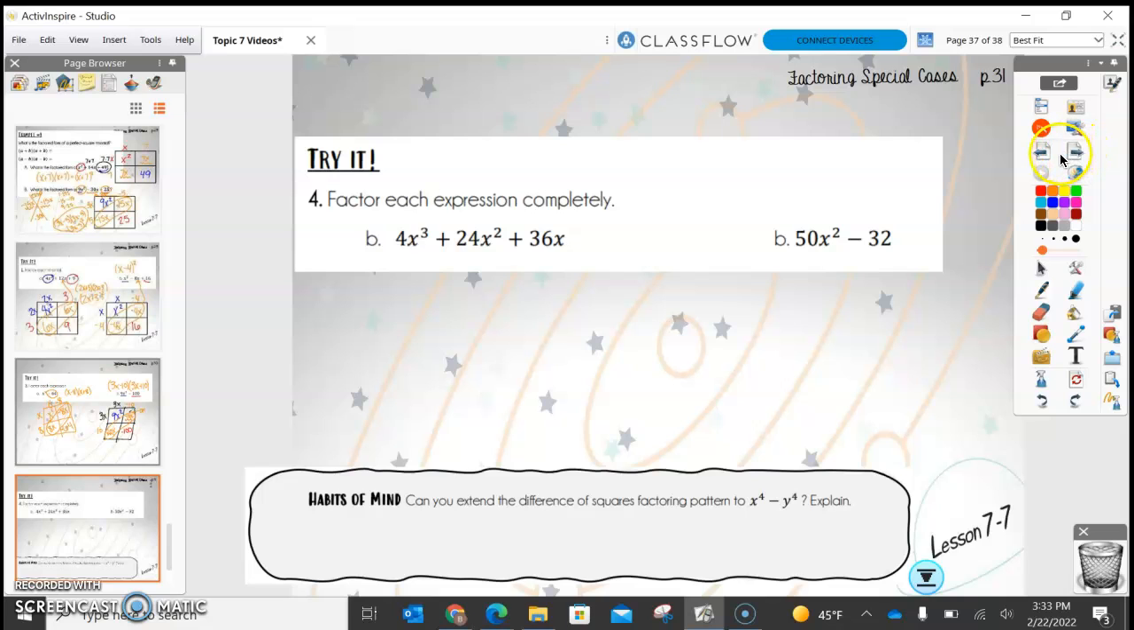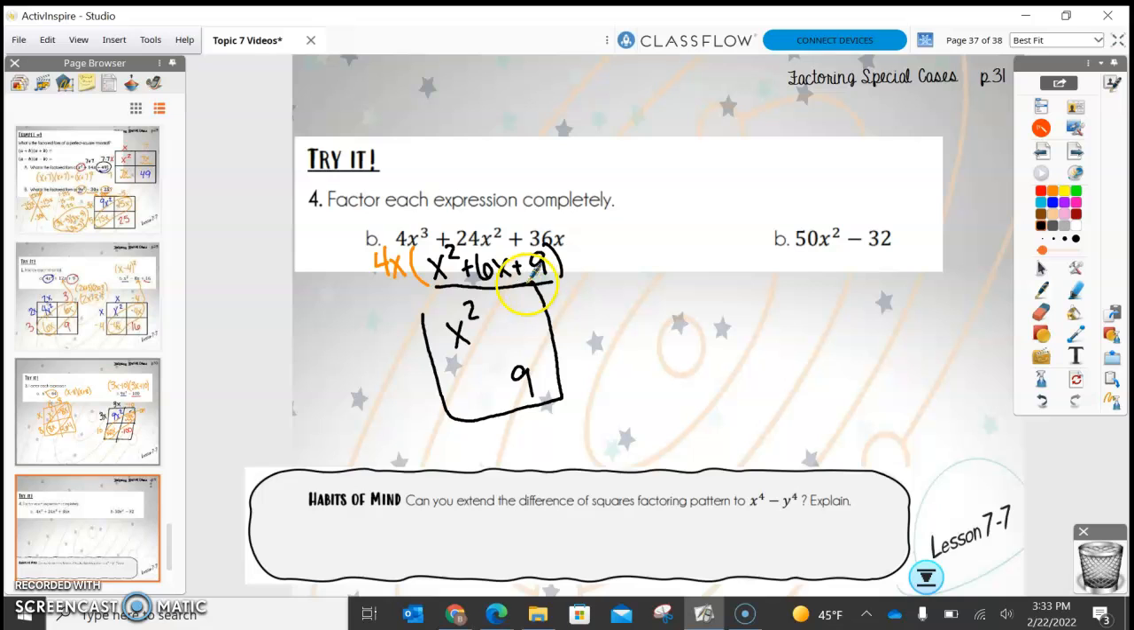You can try it for, same thing. If you can notice, sometimes you still need to use that GCF. I could take a 4 out of all of those and an x, and I'd be left with x squared plus 6x plus 9. Right in here is another perfect square.